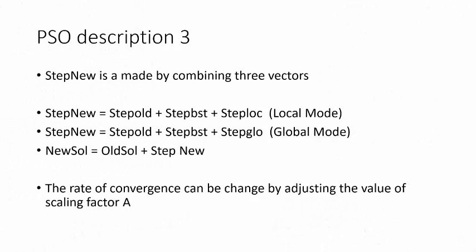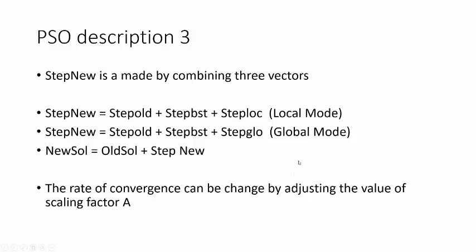The final step that is made is actually the combination of three vectors: step old, step best, and step local in local mode. This particular step is replaced by step global in the global mode. And what now happens, you have the old solution and you add the new step to it to get a new solution. The rate of convergence of this algorithm can be adjusted by changing the value of A.